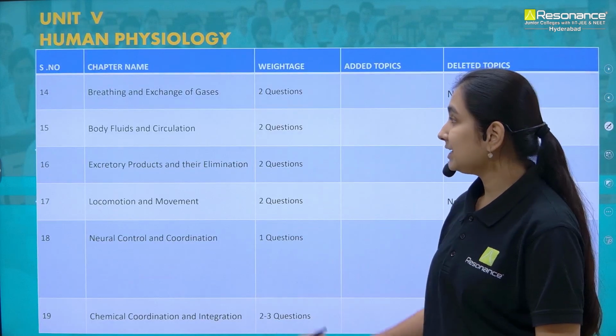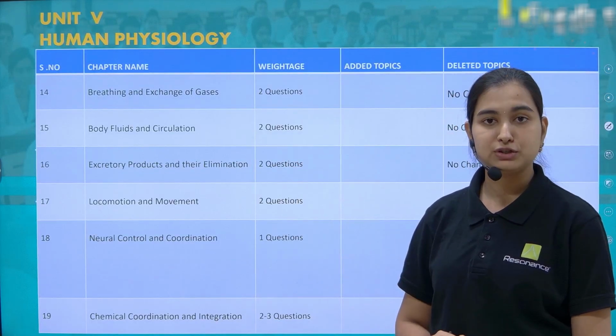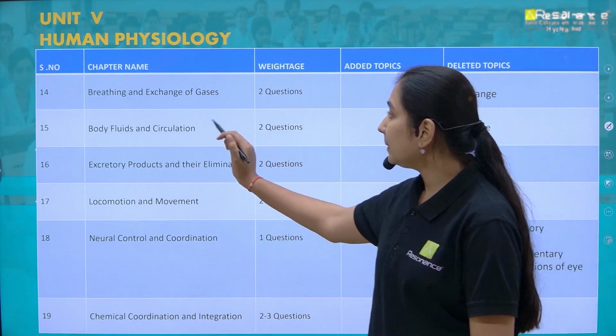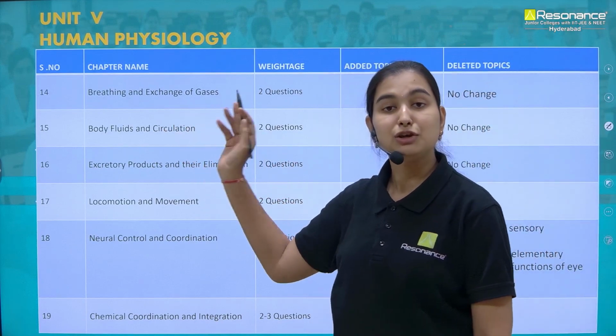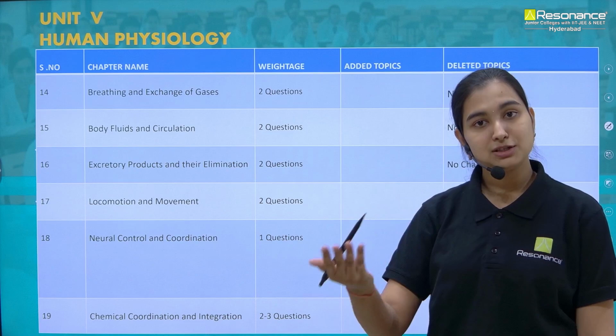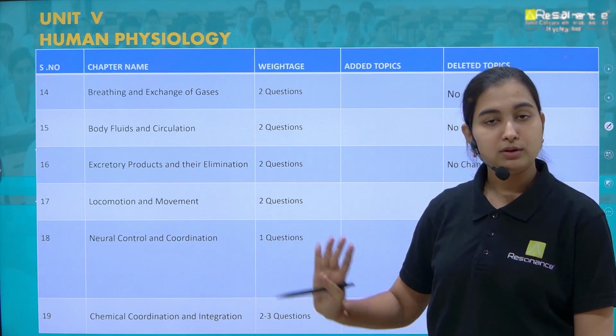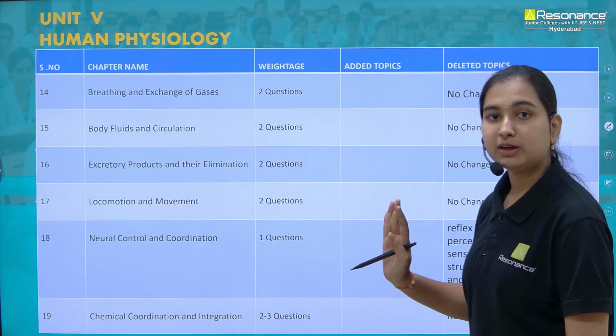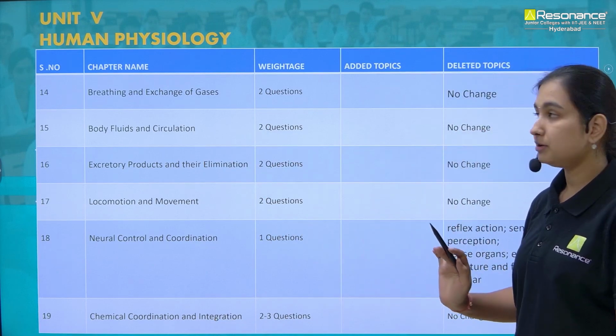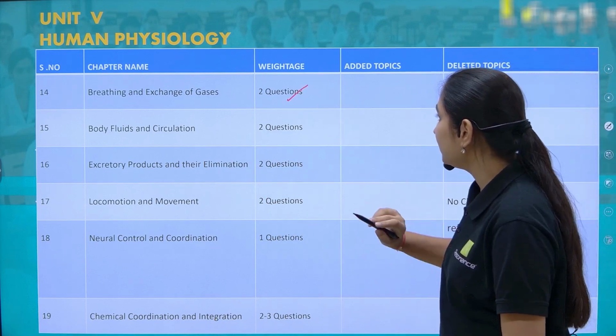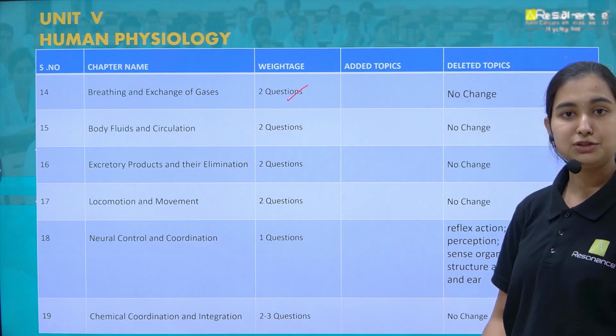Now moving to the next, that is the 5th unit, human physiology. Here the very first chapter is breathing and exchange of gases. In the old NCERT, digestion was there, which is completely deleted, as you all know. Now in breathing there is no change. The weightage is 2 questions, with no addition or deletion of topics.